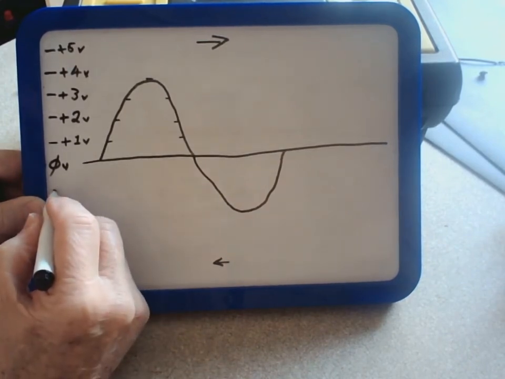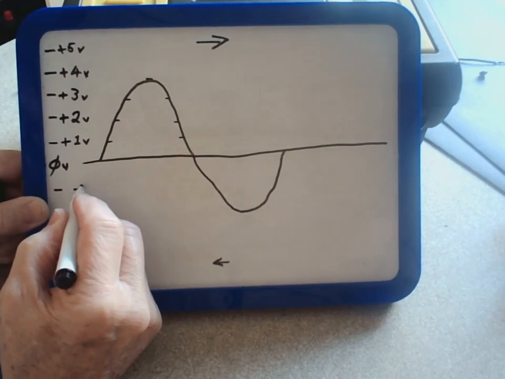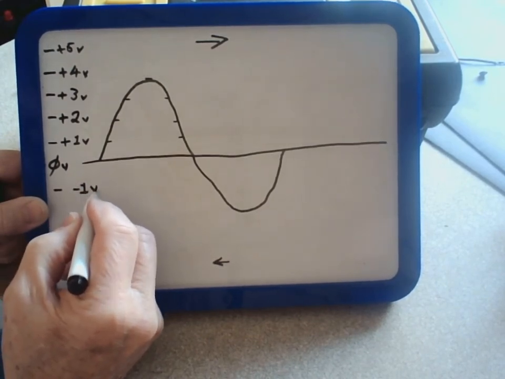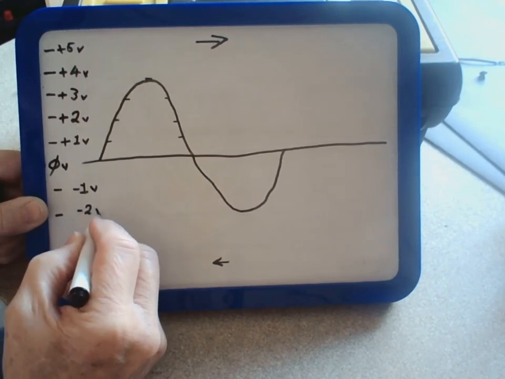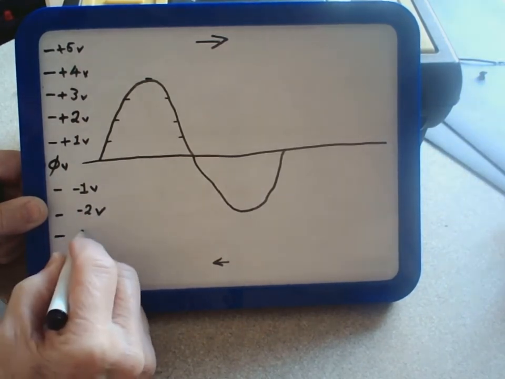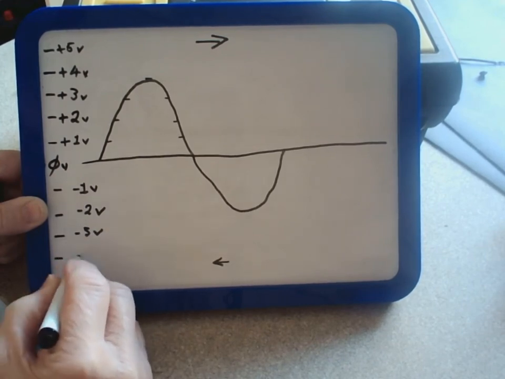And down here there was a situation where we had a mark, and that would have meant minus 1 volt. And another one that would have meant minus 2 volts. And minus 3 volts, etc.